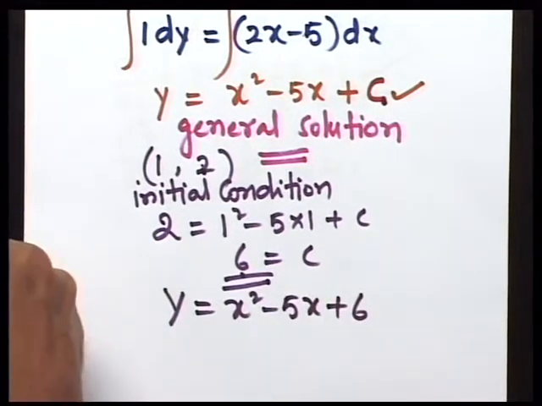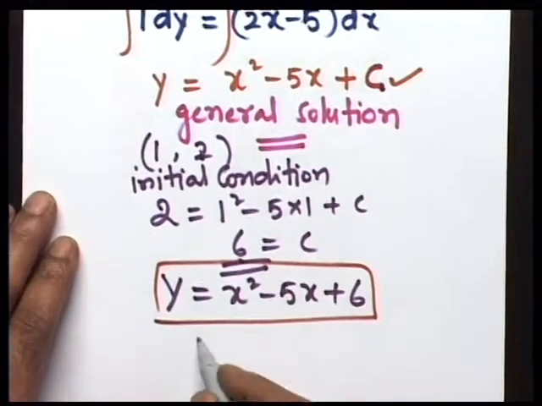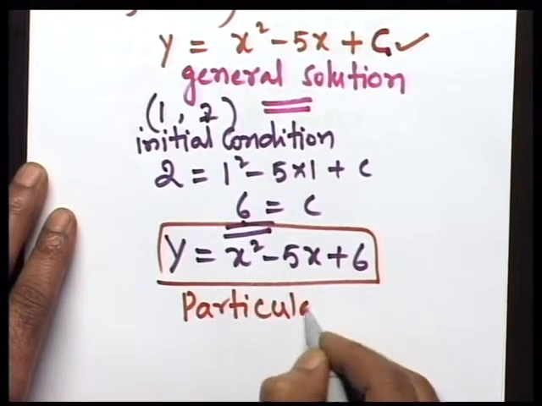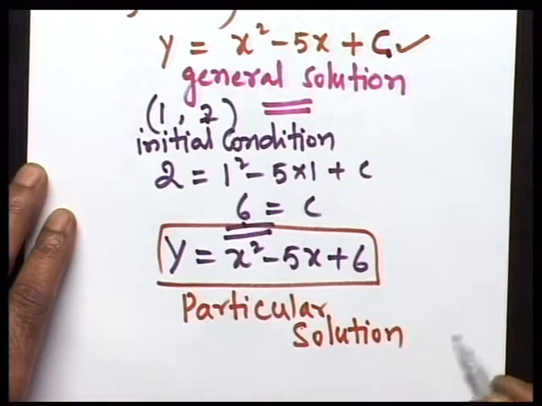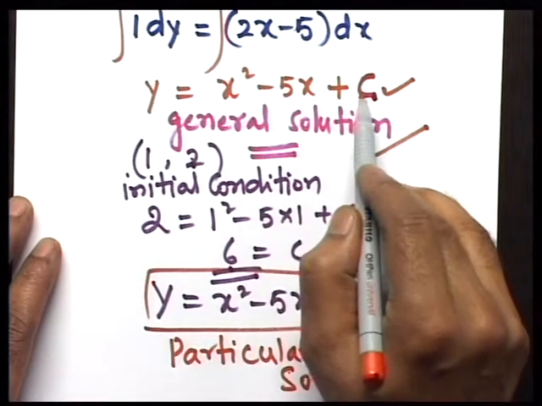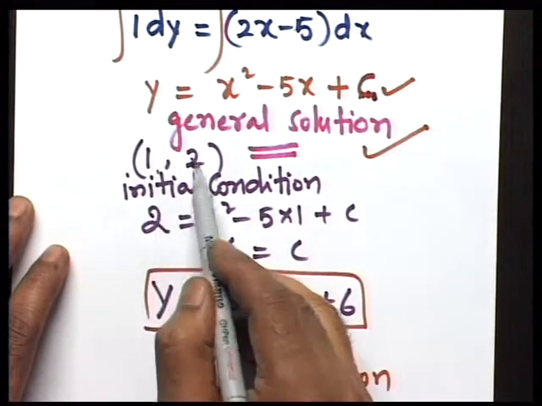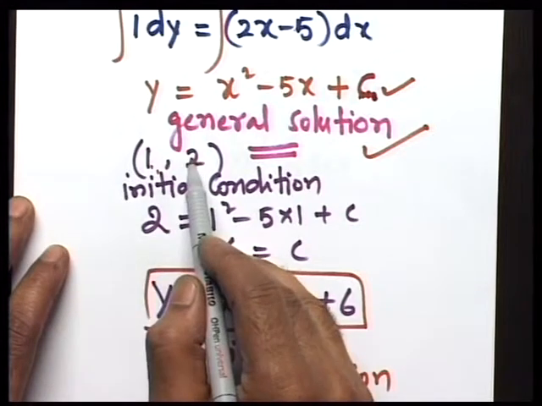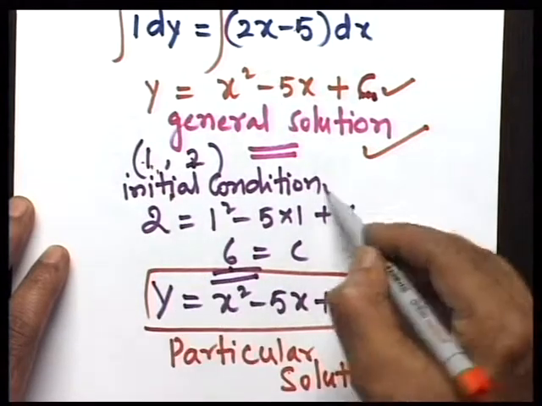The moment you write this particular equation, the answer that you got is called a particular solution. Particular solution, right? Very important keywords, please. So the general solution is when you do not know the value of the c or m or k. The extra information that they give you in the question, when x equals 1, y equals 2, that is called the initial condition.